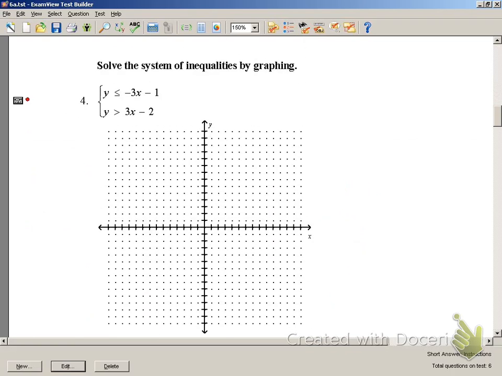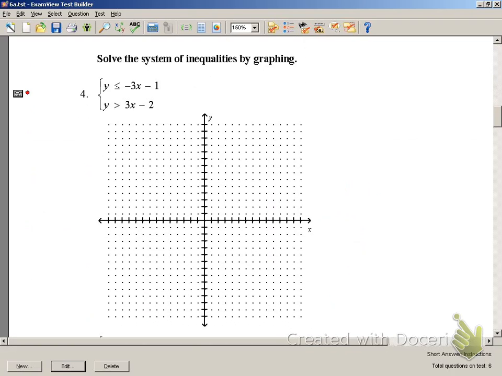We want to solve this system of inequalities by graphing. I'm guessing this section's on graphs. Chapter 2 is on systems, different types of systems. Now, once again, what have we talked about with systems? A system is just 2 or 3 or 4. We're dealing with 2 inequalities or 2 equations on the same graph or in the same problem.